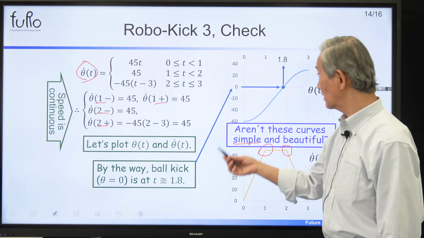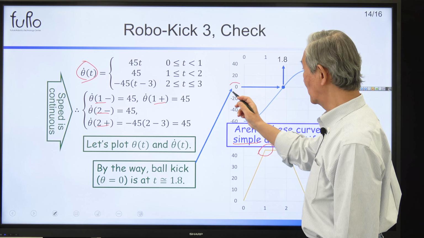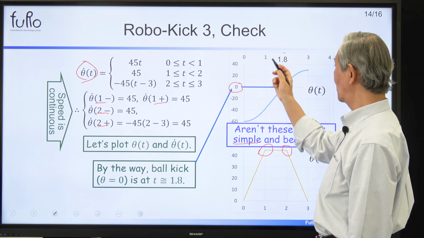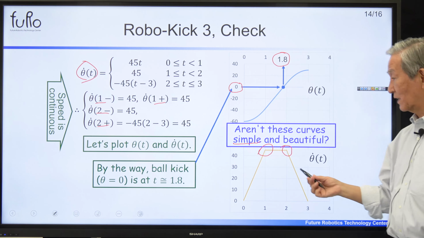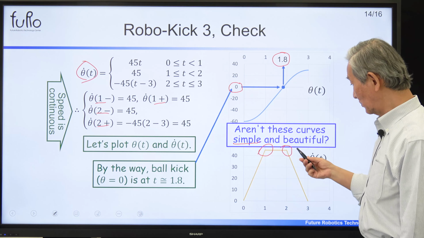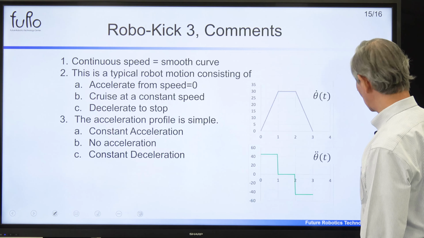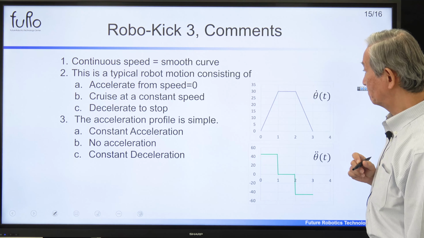But before that, let's take a look at the ball kicking. Once again, 0 degrees and 1.8. So the timing of kicking the ball doesn't change. Okay, although this one has a little bit of a kink to it.